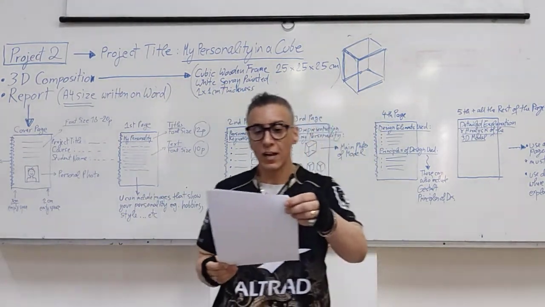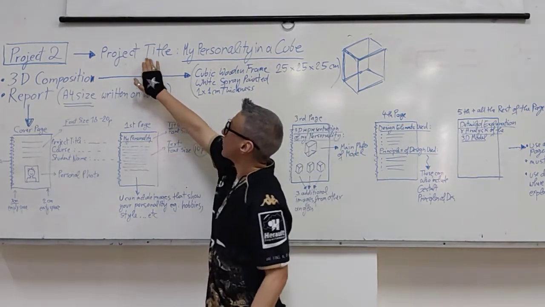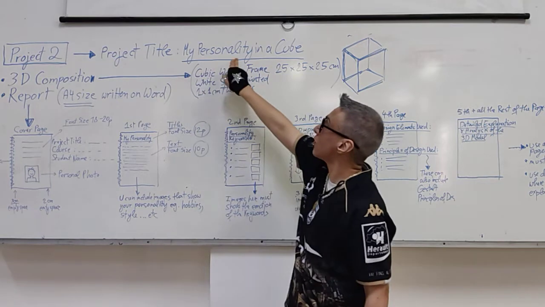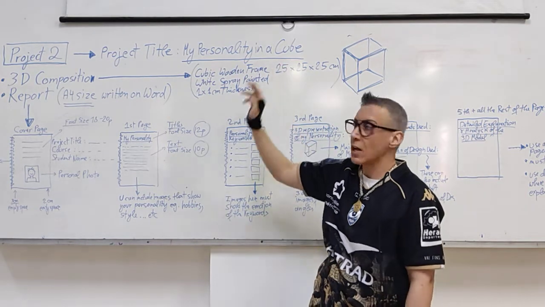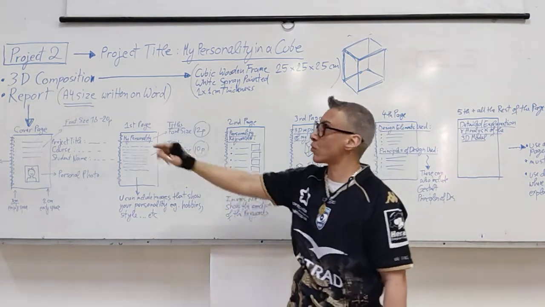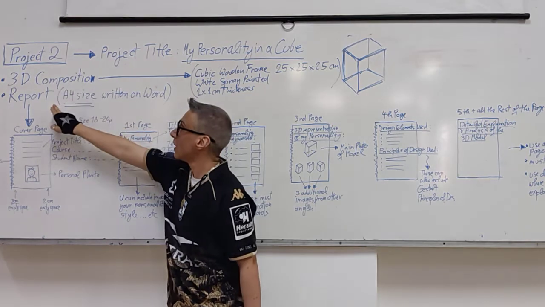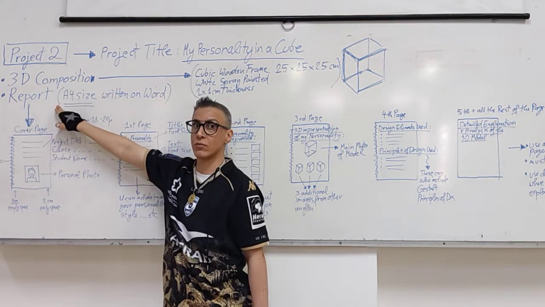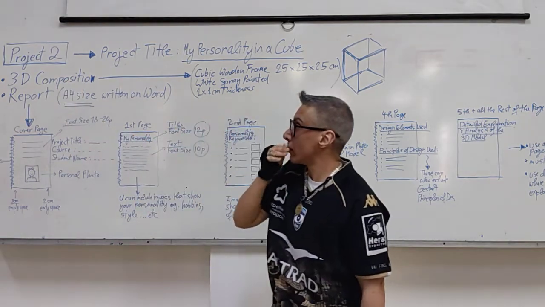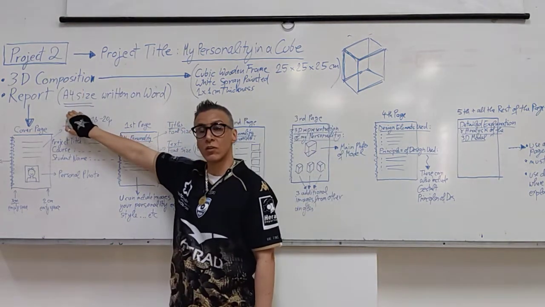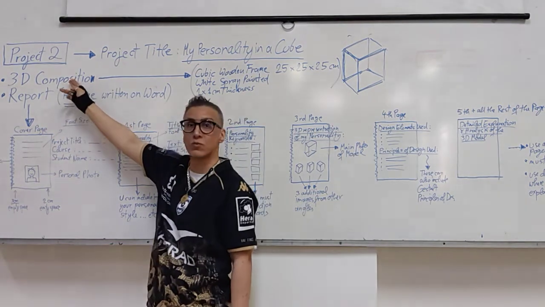So, today we start project number 2. The title is My Personality in a Cube. Okay? You will have two things for this project. You will have a 3D composition, a 3D model, and a report. A written report. Now, for the report, you're going to write about your 3D composition.